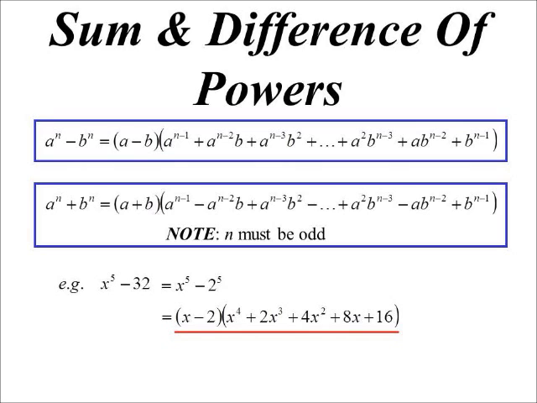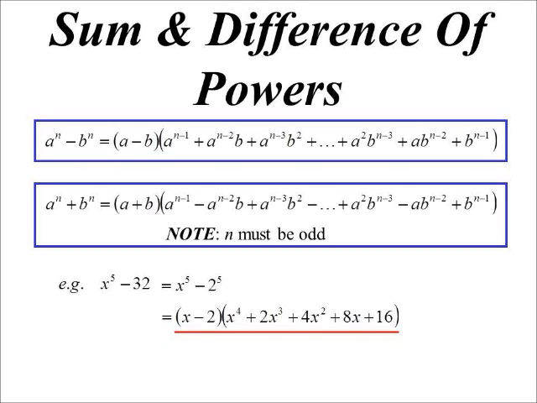I got x cubed. Next term, power of 2 goes up by 1, 2 squared. Power of x goes down by 1, x squared. Power of 2 goes up by 1, I've now got 2 cubed, 8. Power of x goes down by 1, x to the power of 1. And we get to our last term. Power of 2 goes up by 1, 2 to the power of 4, 16. Power of x goes down by 1, x to the power of 0 is of course just 1. And so there's our factorization.